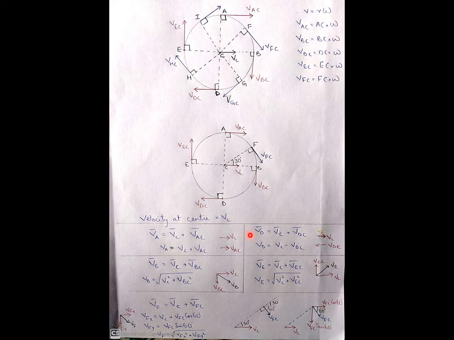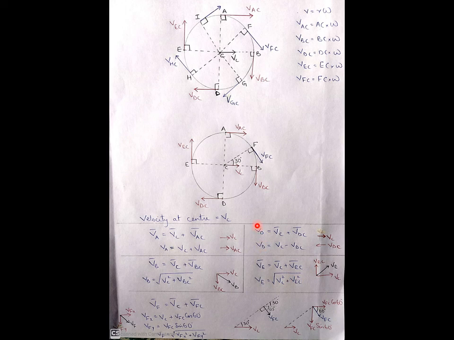Similarly, if it is at the point E, there will be two velocities. The vector addition is like this: VE equal to VC plus VEC. This is vector addition only. So at point E, VEC is upwards, VC is towards right. So it is like this. The total velocity VE will be equal to the resultant of VC and VEC, which is root of VC square plus VEC square.